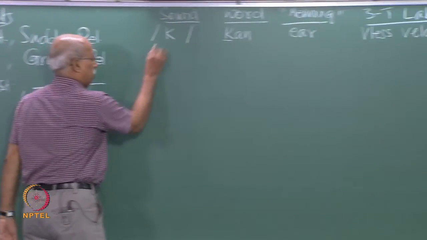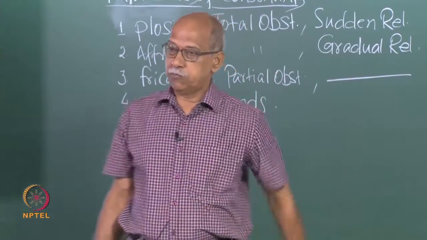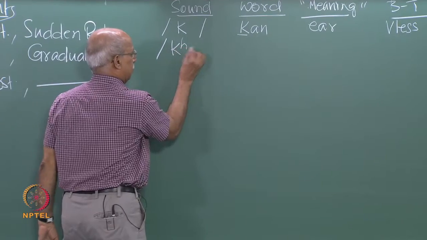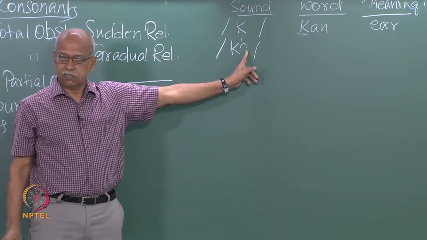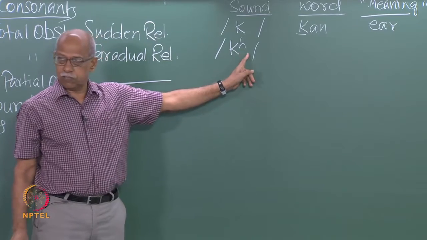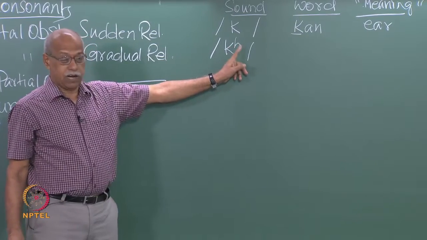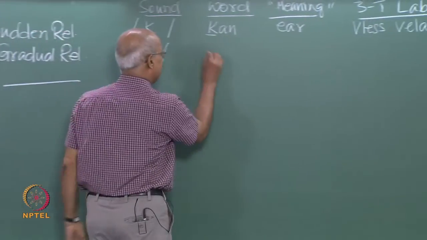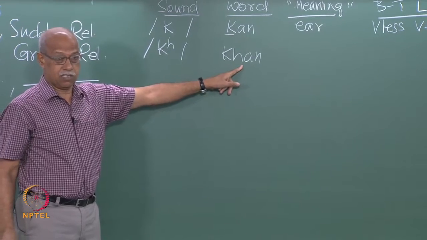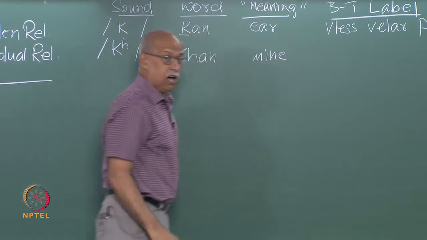Okay? We also have, unlike English, another variety, and that is where we have to use a different terminology. Say, for instance, we have something called kh. Use superscript. When you do it on your computer, please use superscript. It is not parallel. Can you see the difference? Yes or no, please? So it is not parallel. It is superscript. K as in khan. I am using normal spelling, not phonetic transcription here. Khan, the meaning is mine. How do we describe it?